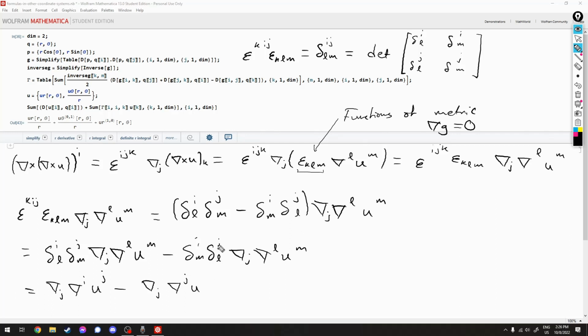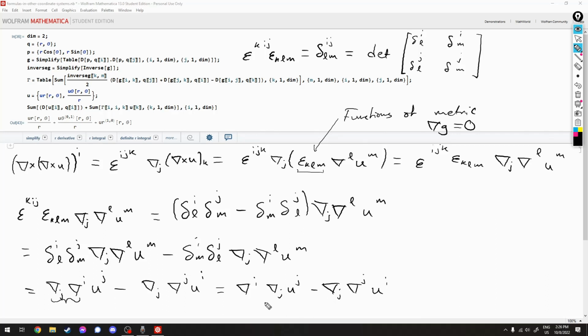Wait a second, did I make a mistake here? Yes, not del j del j u, but u i. And because we are in flat space, we can switch the order of these covariant derivatives. You can't do that in general, but you can in flat space, like R3. So this is going to be del i del j u j minus del j del j u i.